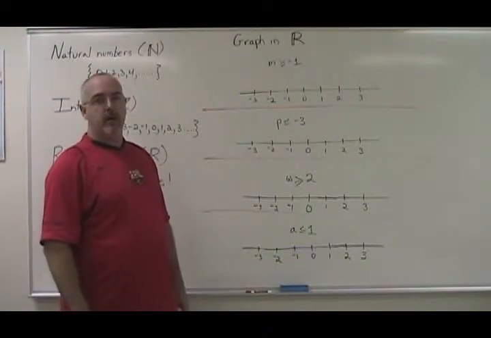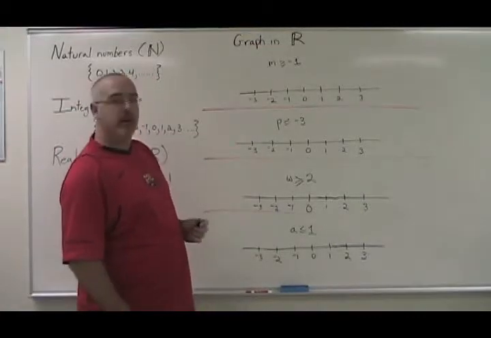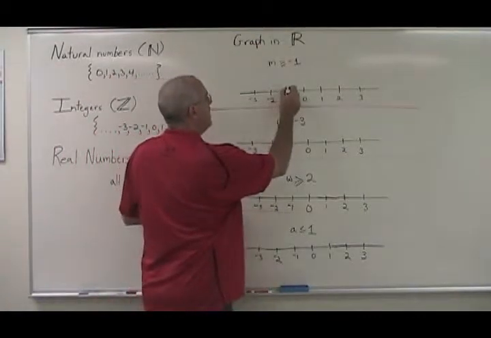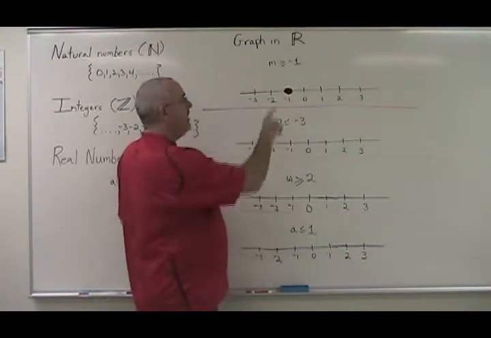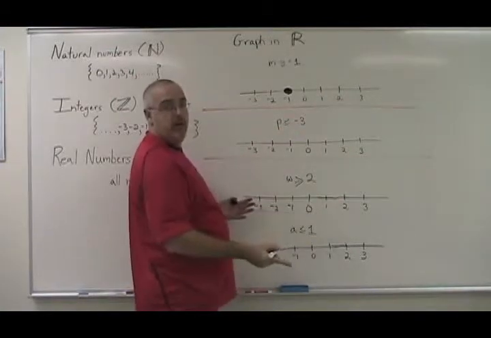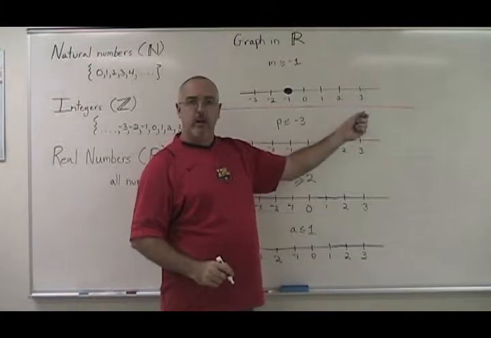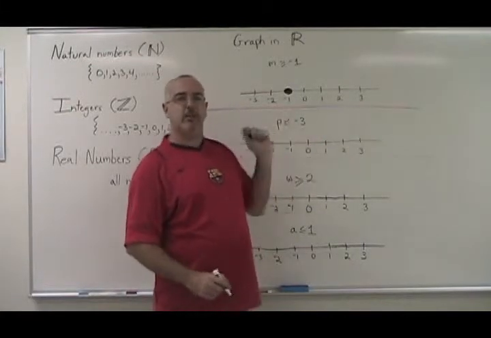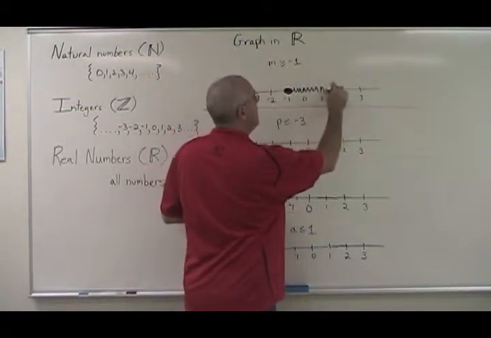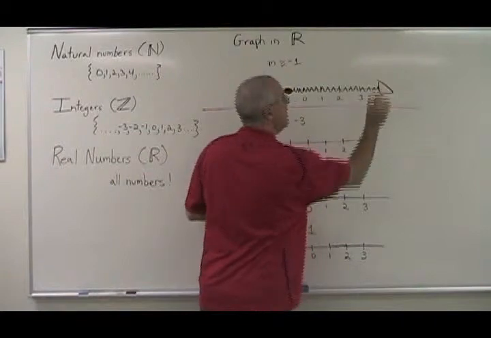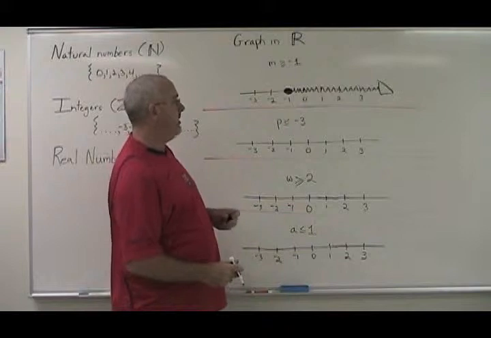Now let's try graphing on the number line in the real numbers universe. M greater than or equal to negative 1. Well, we know negative 1 is equal to negative 1, so we put a dot on it. We know all of the numbers over here are greater than negative 1. They're all real numbers, they all have to be included, but not just the 0, 1, 2, 3 whole numbers. We have to include all the fractions and decimals in between those numbers. And the way we show this is we do shading in the positive direction, going on forever in the positive direction.